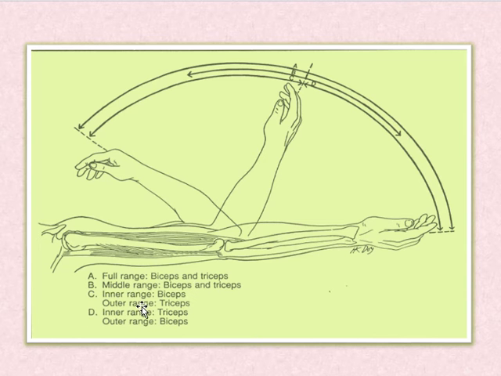And if you look at the C, inner range, now look at the C line. That C line is basically the inner range for bicep, and it is the outer range for tricep. And mark D, which is the inner range of tricep, because the tricep muscle action is elbow extension, and this is its inner range, and it is the outer range for bicep. Hopefully you got it.